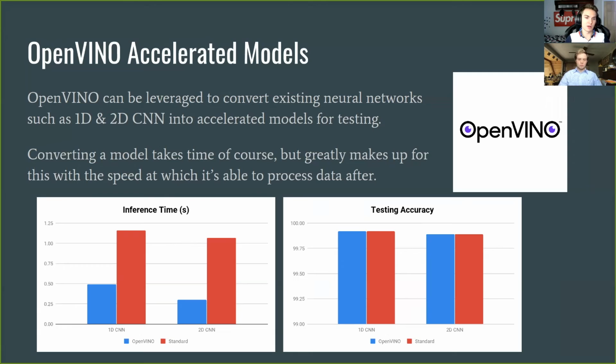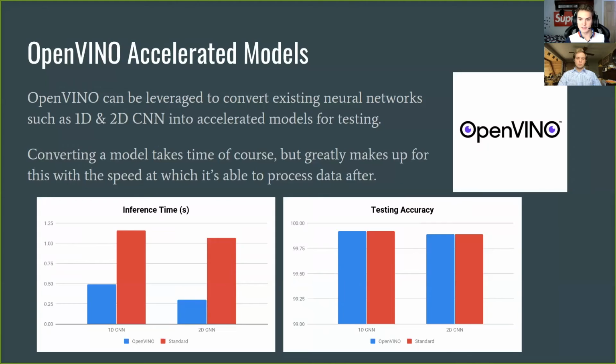If we take a look on the left-hand side, we can see the inference times. These are the testing times here for the 1D and 2D CNN models. We have the standard labeled in red and the OpenVINO in blue. You can see the OpenVINO offers us a great performance increase here. It drastically reduces the time it takes for testing the data. The 1D CNN cuts it down by over half the time, and the 2D CNN is about 1/3 of the time that the standard method would take.